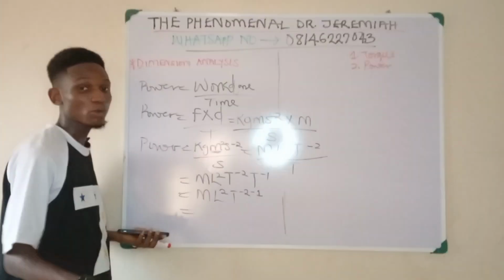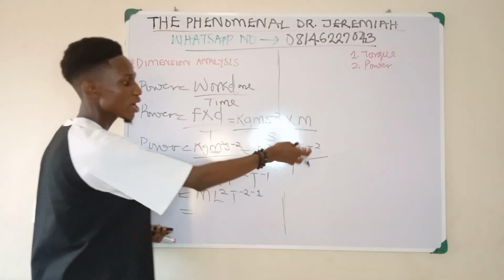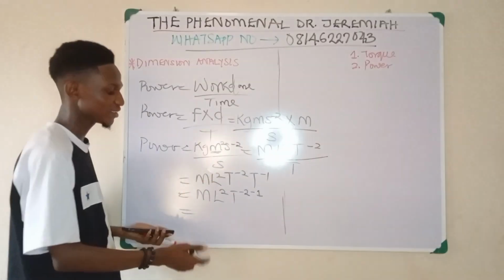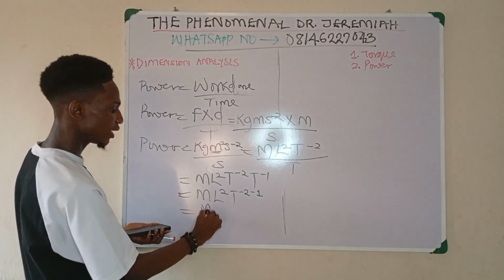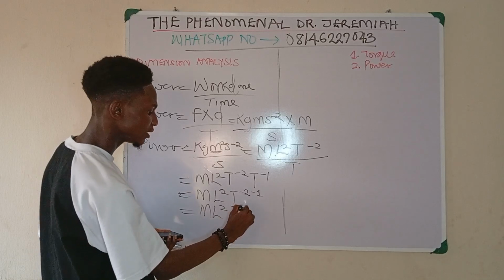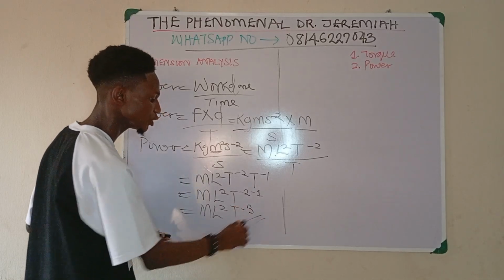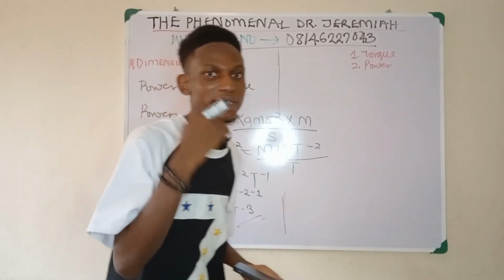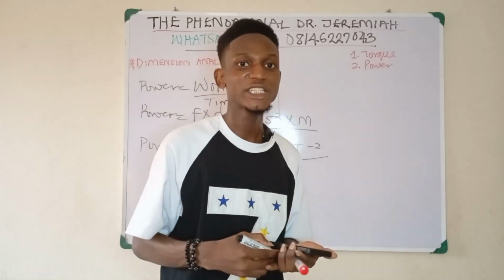If I was in the exam, I would skip this part. For me, I think it will be ML^2 T raised to the power minus 3. This is just for your understanding of how I'm doing all this. So ML^2 T^-3 is the dimension of power. Please take note: this is the dimension of power using the expansion method.